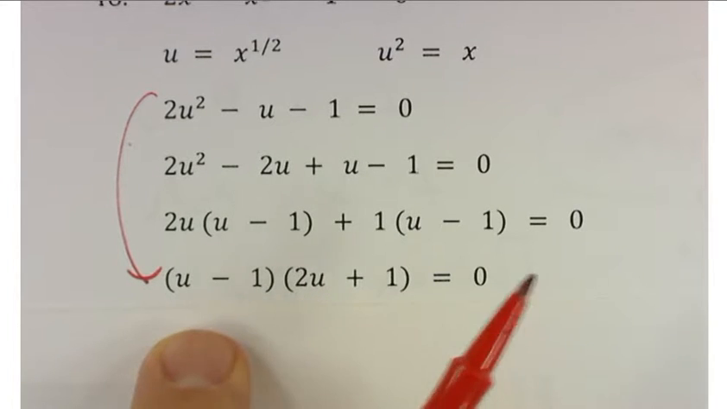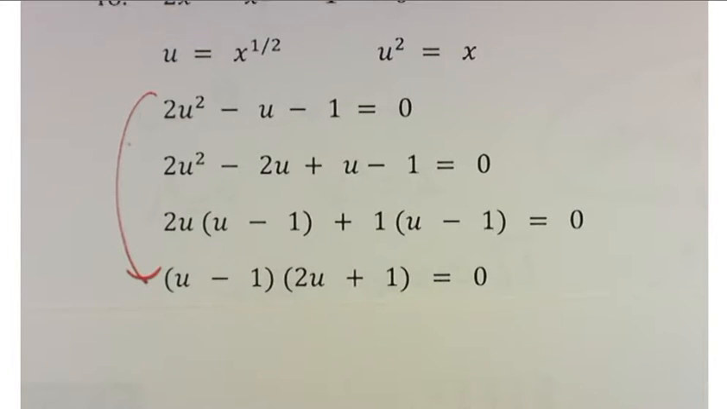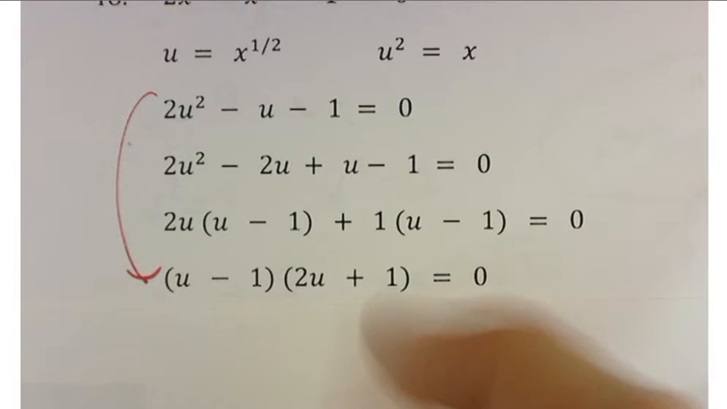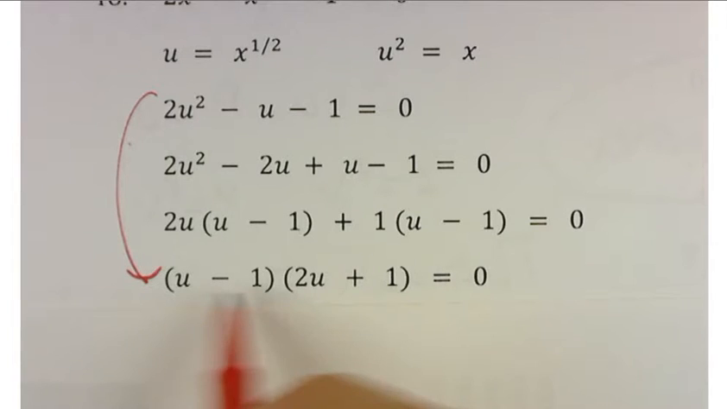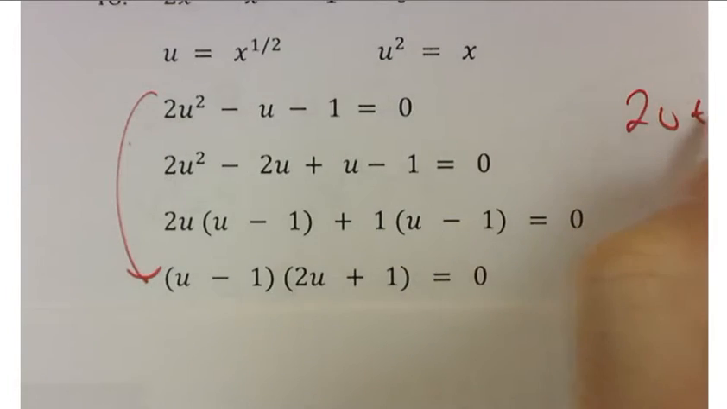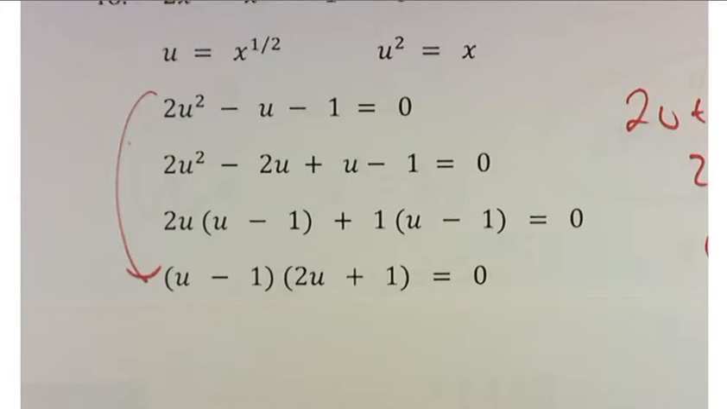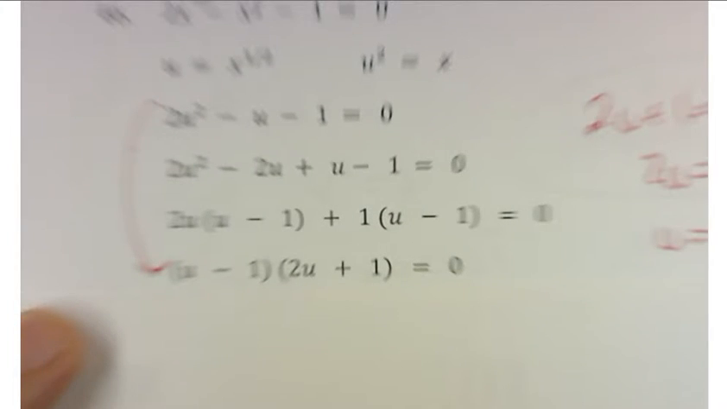That gives me 2 solutions. What are my 2 solutions? Well, you should be able to read off one of them. 1. And the other one is where 2u plus 1 equals 0, 2u equals -1, u equals -1/2. Whoops, should zoom out a little bit on that. There we go.